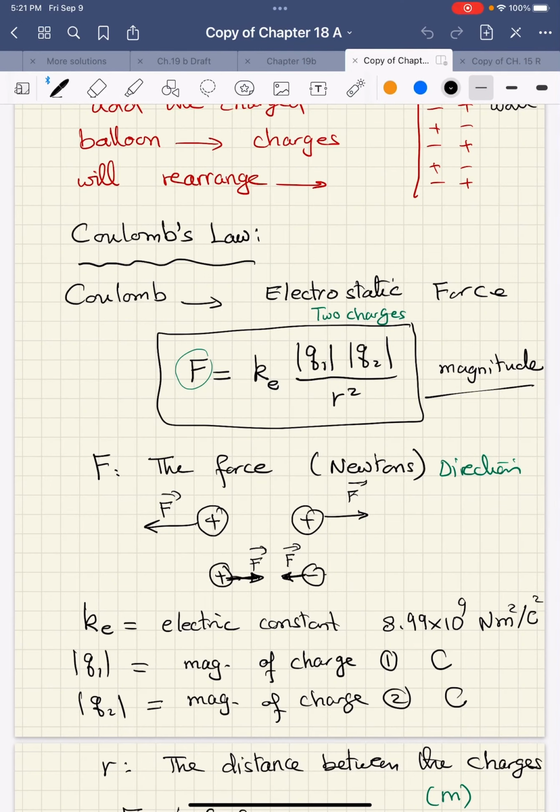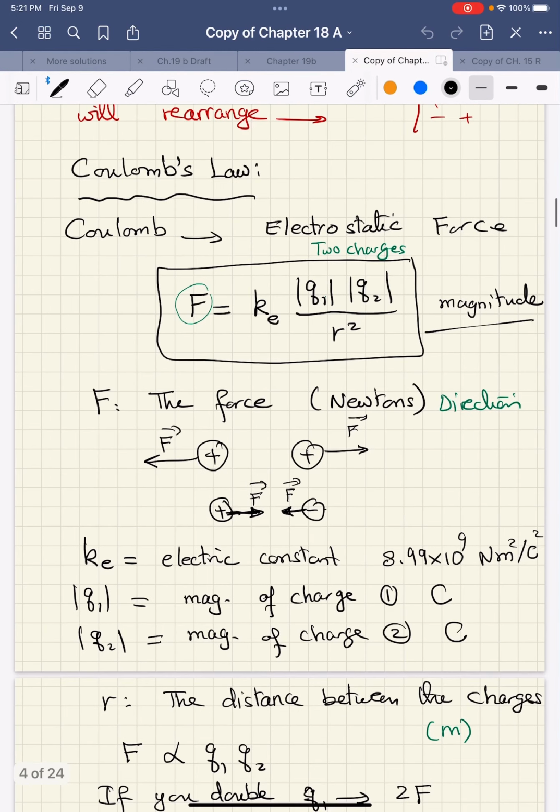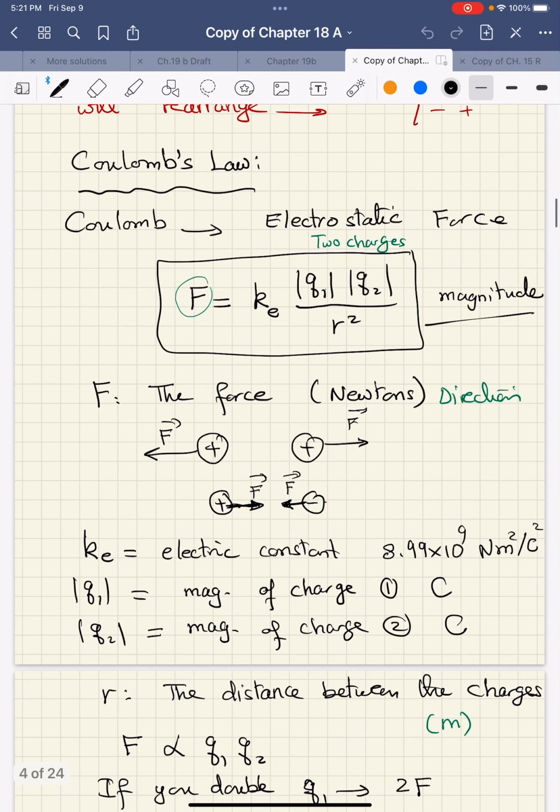Hi, this is the second part, and this one is extremely important. Now, here we are talking about Coulomb's law. Why do we use Coulomb's law? We are using Coulomb's law to find the electrostatic force acting on a charge. Now, this charge might be affected by one charge, or two charges, or three charges.